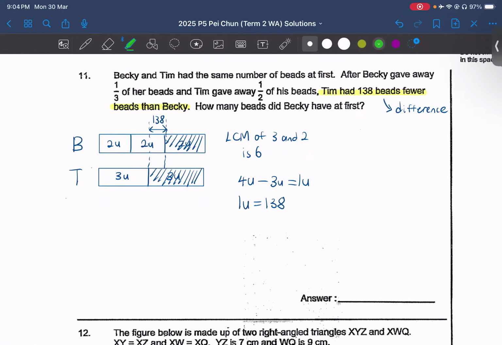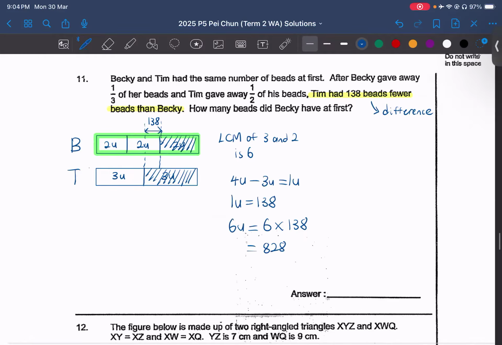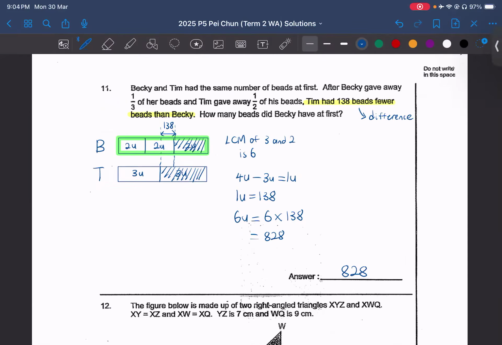So we want to find how many beads Becky had at first. In this case, Becky at first would just be the whole box here. So Becky at first is 6 units. To find 6 units, we just take 6 times what is 1 unit, which is 138. If you do your column working out, you will get the answer of 828 beads for Becky at first. Okay, that will be your answer for question 11.